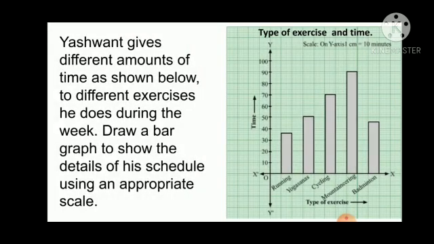Next, Yashwant gives different amounts of time as shown below to different exercises he does during the week. Draw a bar graph to show the details of his schedule using an appropriate scale. Now children, here you have not been given the scale. You have to take your own scale by seeing the figures given in the table. Now here the scale is taken 1 centimeter is equal to 10 minutes. See the bar graph drawn alongside.